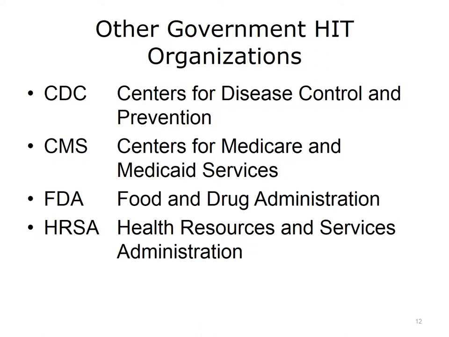Other agencies are the Food and Drug Administration, known as the FDA, and the Health Resources and Services Administration, or HRSA. The CDC is the major public health agency in the country. The FDA oversees the safety of drugs and devices. According to its website, HRSA is the primary federal agency for improving access to health care services for people who are uninsured, isolated, or medically vulnerable.